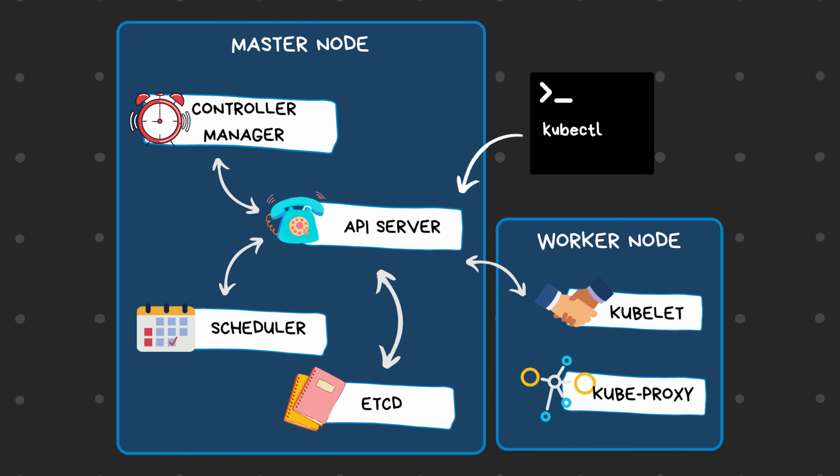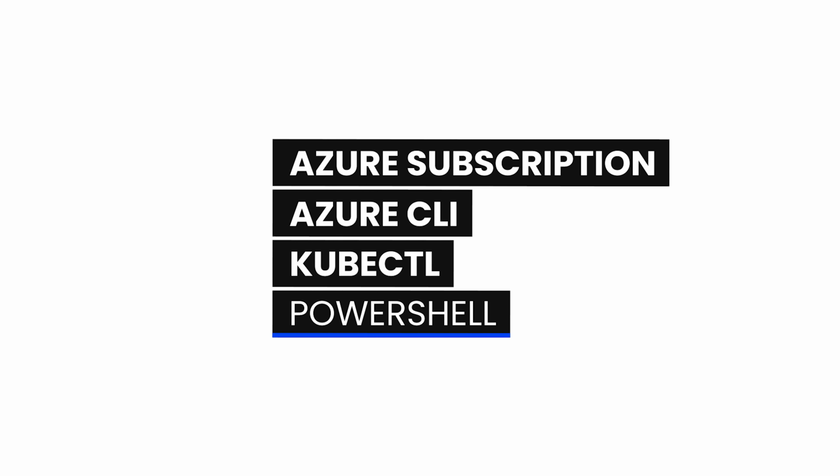Now, before we jump into the deployment, let's ensure you have everything you need. Here are the prerequisites. Azure subscription: ensure you have an active Azure subscription. Azure CLI: install the Azure command line interface. kubectl: install the Kubernetes command line tool. Azure PowerShell is optional, but recommended for scripting.